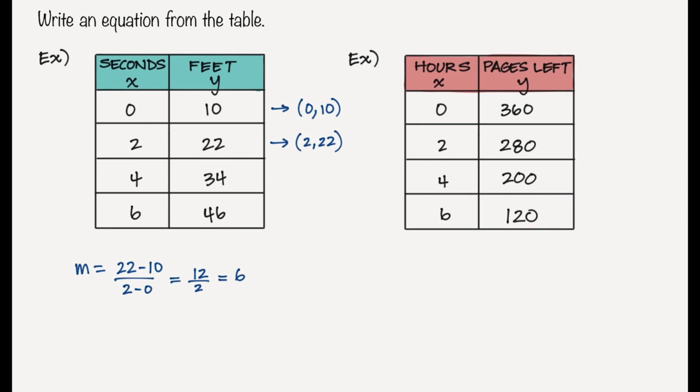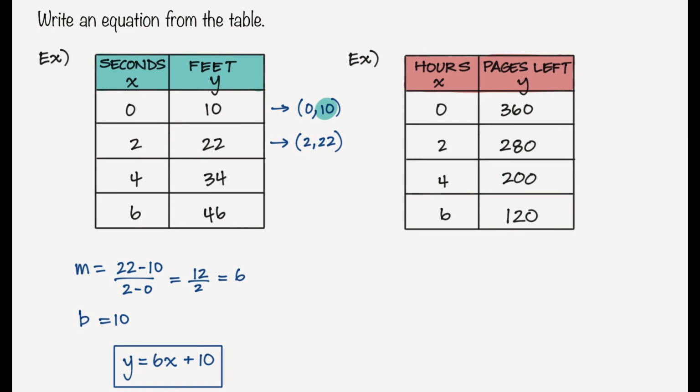Now to find my y-intercept, again, if you have a coordinate where the x value is 0, then the y value is automatically the y-intercept. So in this case, b equals 10. Now that I have those two components, I can put them together to write my equation. Y equals 6x plus 10. And that's it. In our final example, we have 2 columns.